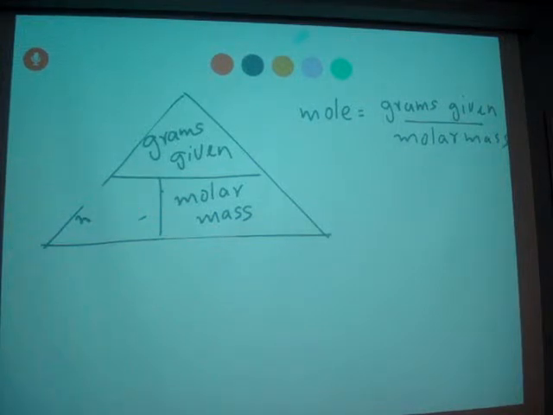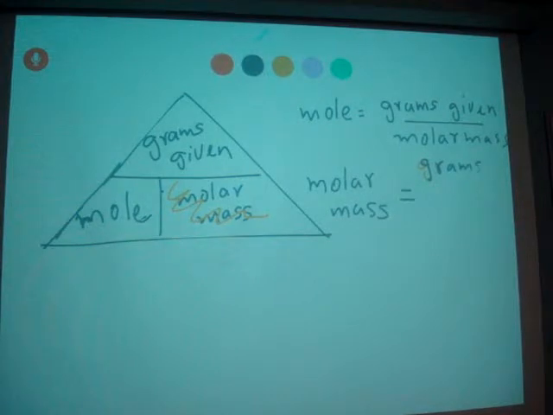Okay, now let's say if you need to find molar mass, you can hide this part. You get the definition: molar mass equals grams given divided by mole, right?